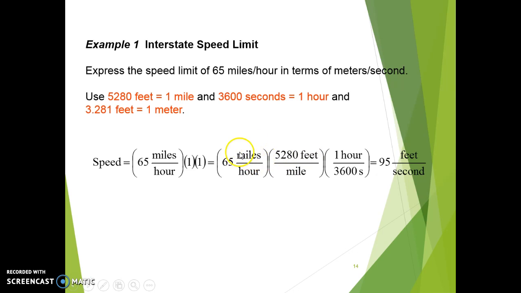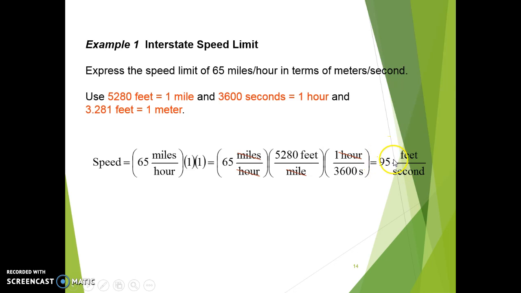The reason I oriented feet on top and miles on bottom is so that my miles, which are on top of my 65 miles per hour, are now on bottom. And since you have something on top and bottom, you multiply and divide by the same thing, they, boom, cancel out. So now we have feet per hour, not what we want. So let's go from hours to seconds. Since hours is on the bottom of our original quantity, I put my 1 hour on top and my 3,600 seconds on the bottom. Now my hours, boom, cancel out, and what I'm left with is feet per second.